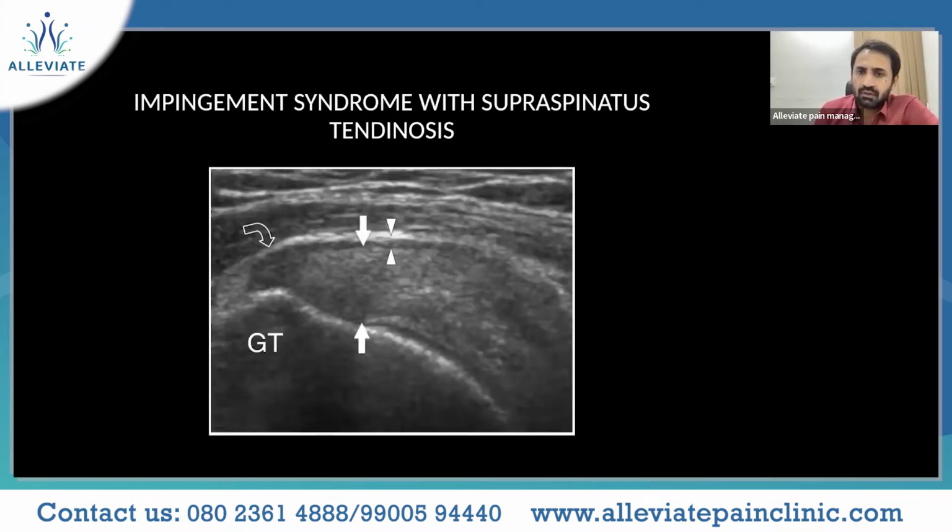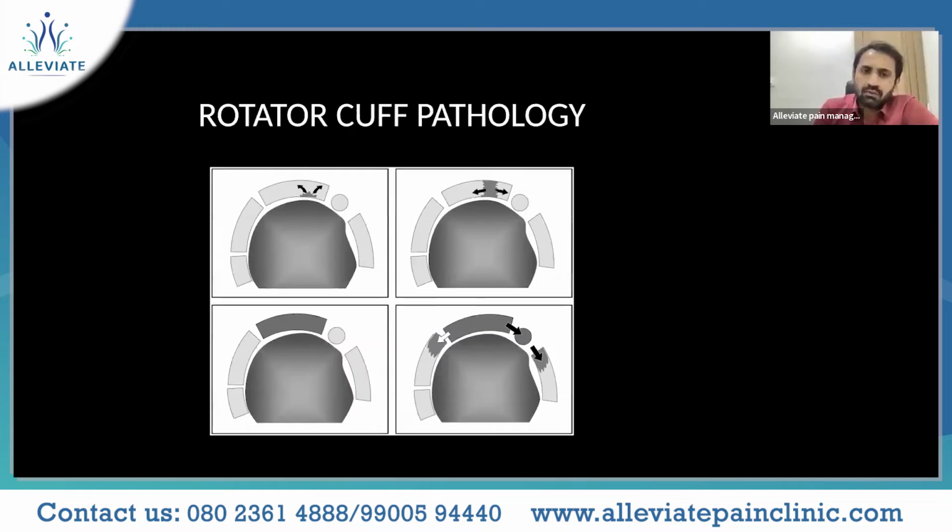So this is again a supraspinatus tendinosis in a case of impingement syndrome, where you can see that the bursa is thickened. You can see that the tendon itself is quite thickened. You can see the attachment of the tendon, the area depicted by a curved arrow is quite thickened, where it is attaching to your upper facet of the greater tuberosity.